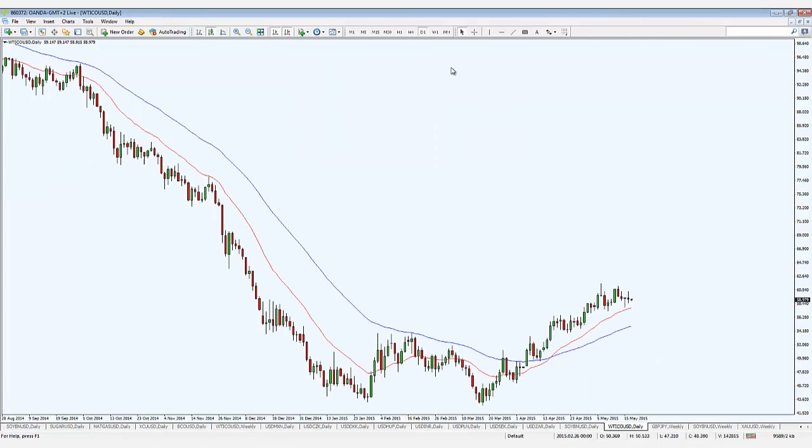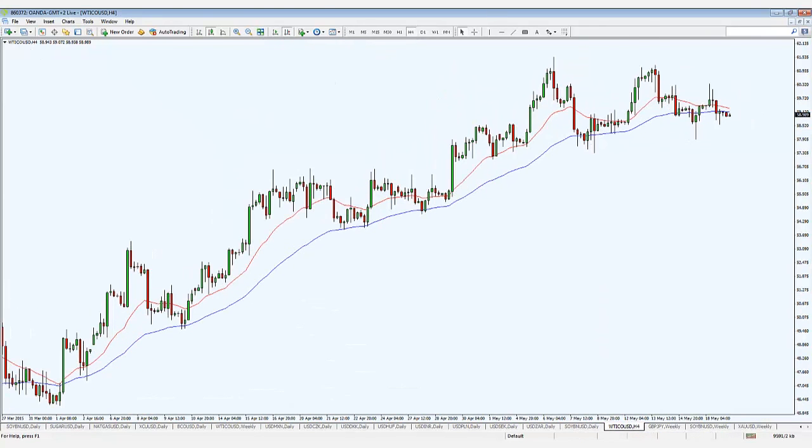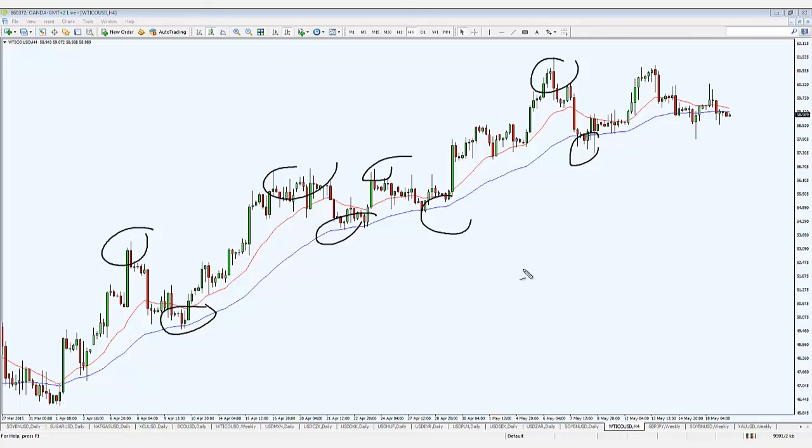So looking at the daily chart, or perhaps even a 4-hour chart, you see that on the 4-hour chart, price is very clearly in an uptrend. You see a series of higher lows over here, over here, over here, and over here. And you have higher highs here, here, here, and here. So it's very clear that on the 4-hour chart, price is in an uptrend.